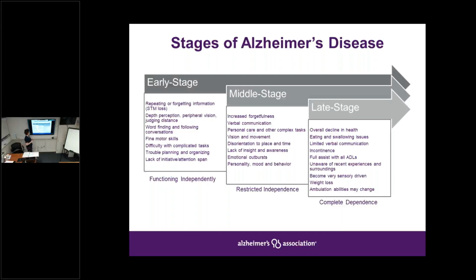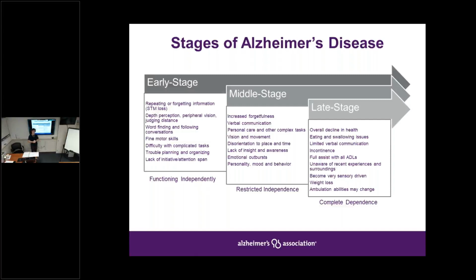Trouble planning and organizing, so certainly planning a family activity. Maybe we see someone who always hosted the holidays now refusing because it's overwhelming to organize something like a gathering. And then lack of initiative and a change in attention span. But oftentimes in the early stage, these are people who are functioning independently. They're still getting up, getting dressed, getting bathed, putting on makeup, doing their hair, and some will even pass a driver's test. So day-to-day function looks pretty good.